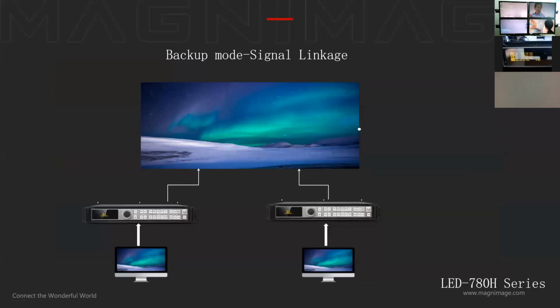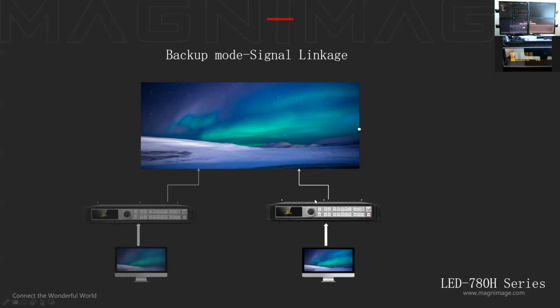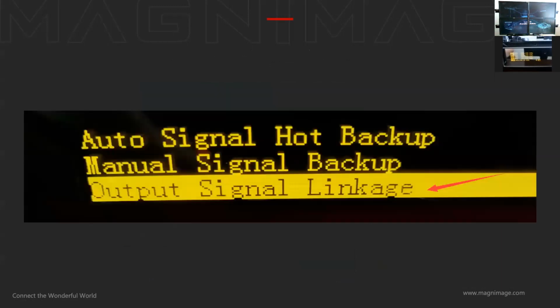And for some important and big events, the host may need all of it, no matter the signal, video processor, sending card, receiving card, all of them, they want 2 systems. So in this machine, it has another backup mode we call signal linkage. If the main system, all of it, disappears, then the second one will take over the screens automatically. It's here, output signal linkage.